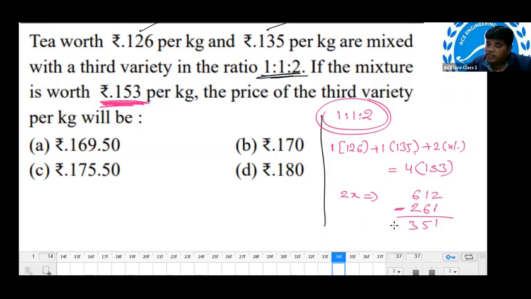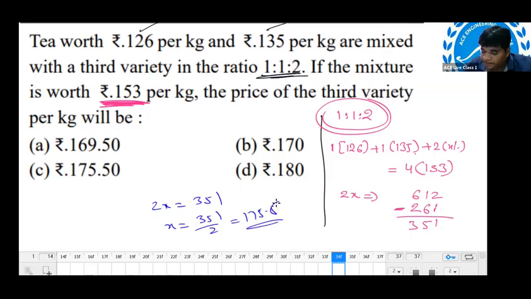Okay, so 2x is equal to 351. So x is equal to 351 by 2. 175.5 is the answer, friends.